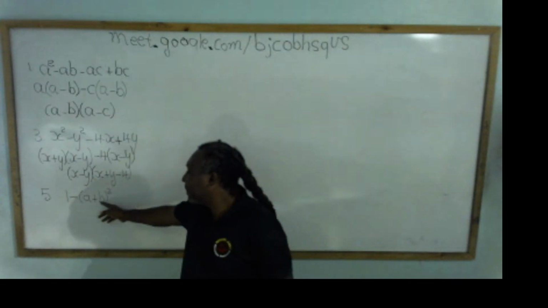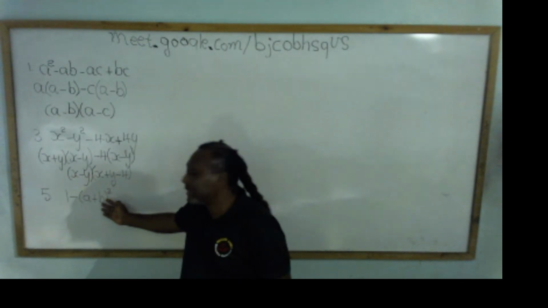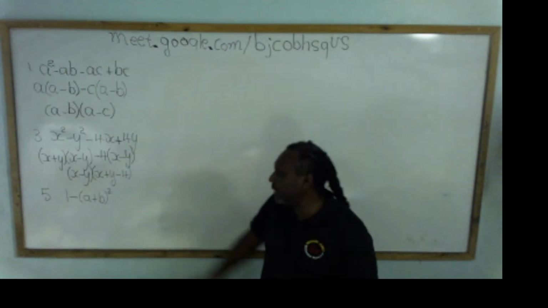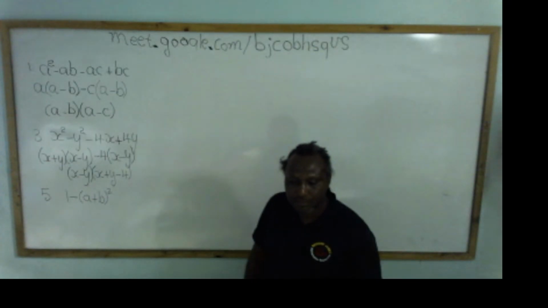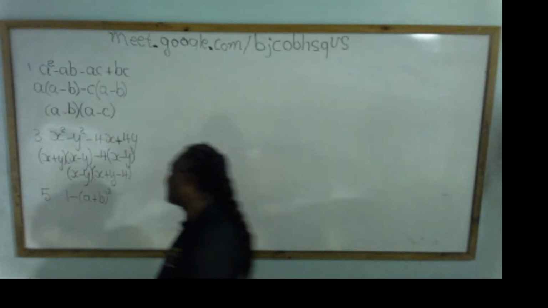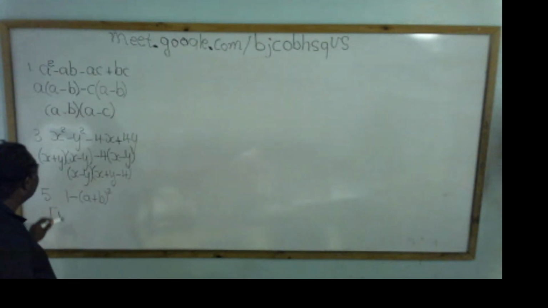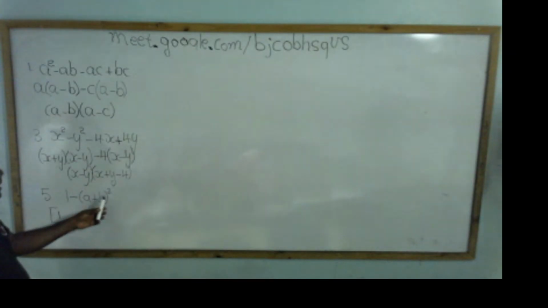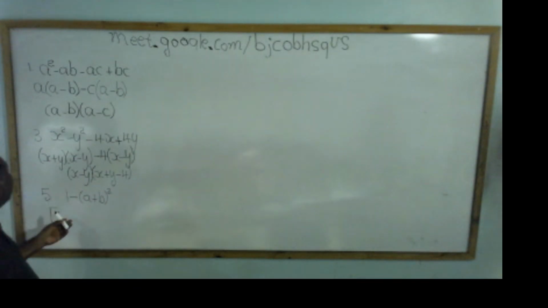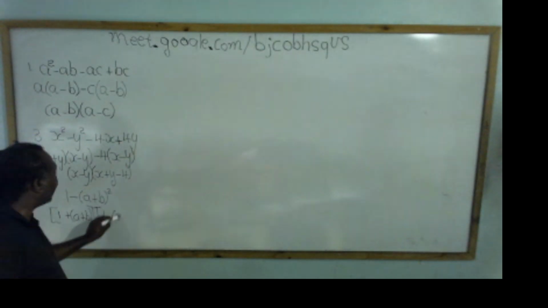Although, of course, one is a square, and there's no doubt that this is a square because it says exactly a plus b all squared. So what do you square to give 1? What do you square to give 1 is 1. And what do you square to give a plus b all squared? A plus b. So it's going to be 1 plus a plus b. And then the next one is going to be 1 minus a plus b.